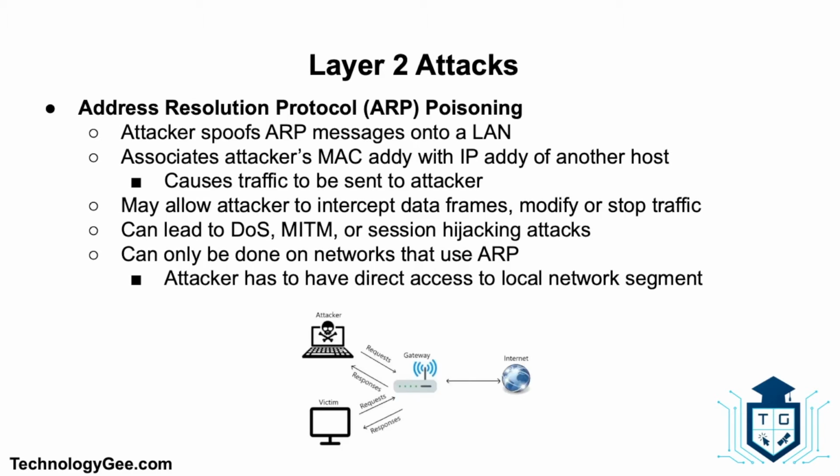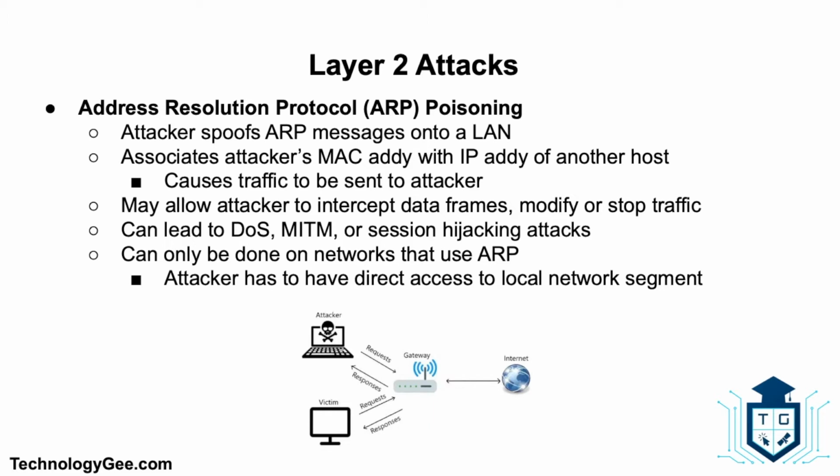So the first one is address resolution protocol poisoning. ARP poisoning is a technique by which an attacker sends spoofed ARP messages onto a LAN. Generally, the aim is to associate the attacker's MAC address with the IP address of another host, such as the default gateway, causing any traffic meant for that IP address to be sent to the attacker instead.